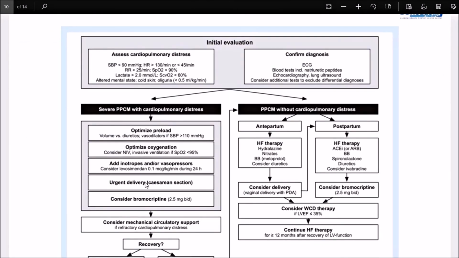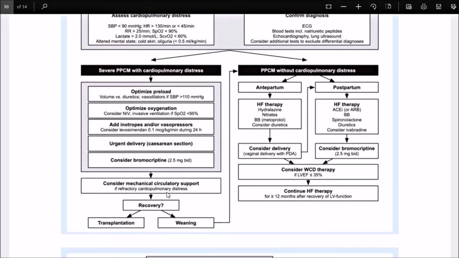And some of the initial evaluations: assess the cardiopulmonary distress and confirm the diagnosis, severe PPCM with cardiopulmonary distress and PPCM without cardiopulmonary distress. With distress, optimize preload, that is volume versus diuresis, vasodilators, optimize oxygenation, add inotropes. One of the important things, just say with me, levosimendan, should be added in the first line inotropes, and urgent delivery, and consider bromocriptine, consider mechanical circulatory support, recovery, transplantation, weaning.